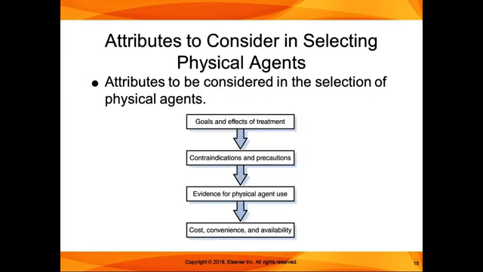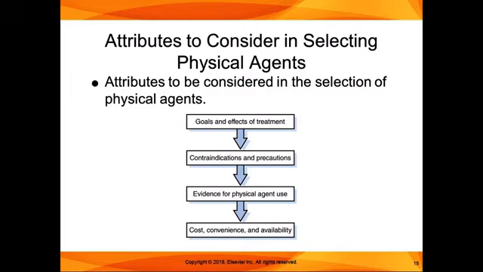So when we're selecting physical agents, we want to think, what are the goals and effects of treatment? So those lovely charts in the book that I like so much will say, what are our goals? Do we want to decrease pain? Do we want to increase circulation? Do we want to promote tissue healing? Are there any contraindications or precautions present? If there are, well, we're going to come up with something else. Is there evidence for the use of this physical agent with this particular condition? We want to do things that are evidence-based, that there's proof that it's effective, and so that is a consideration.